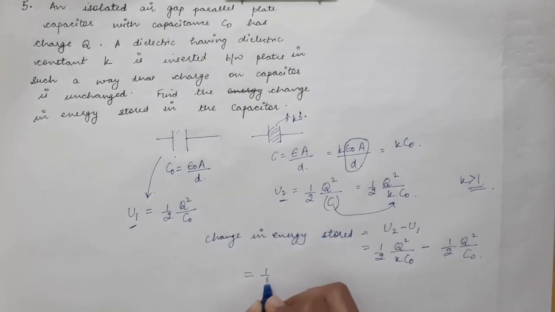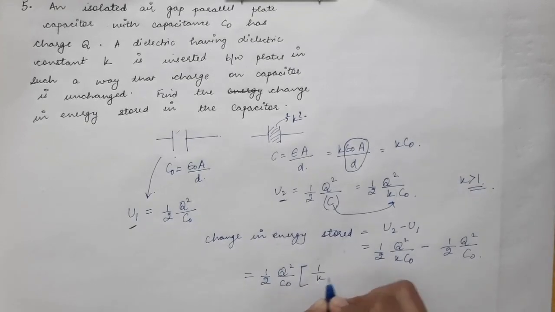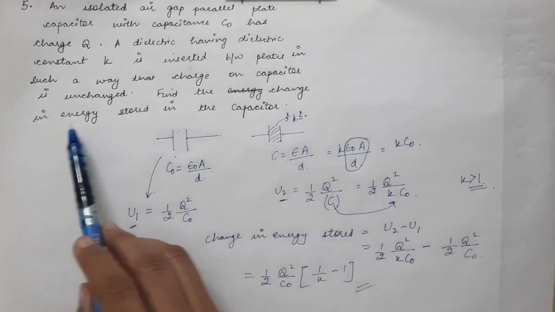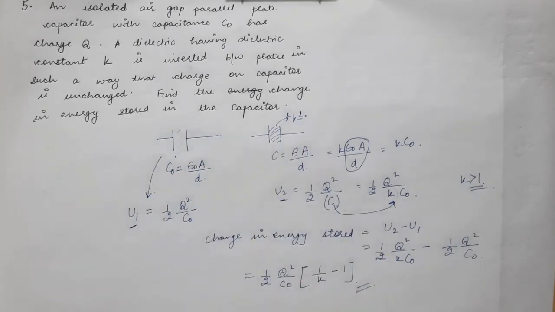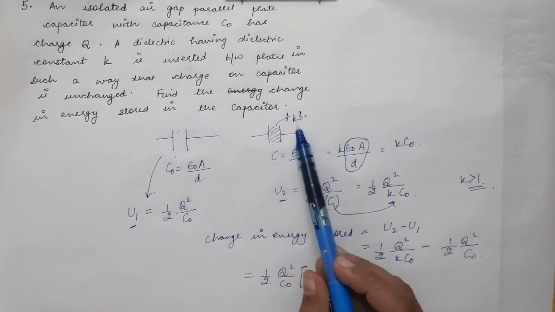So from here you will get half times Q square divided by C0. It can be taken outside the brackets and you will get 1 by K minus 1. So you can simplify it. You will get 1 minus K divided by K. So that is the energy, that is the change in energy stored in the capacitor when the capacitor is filled with the dielectric of dielectric constant K.